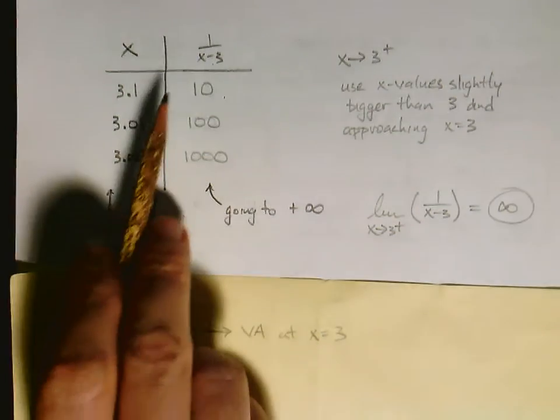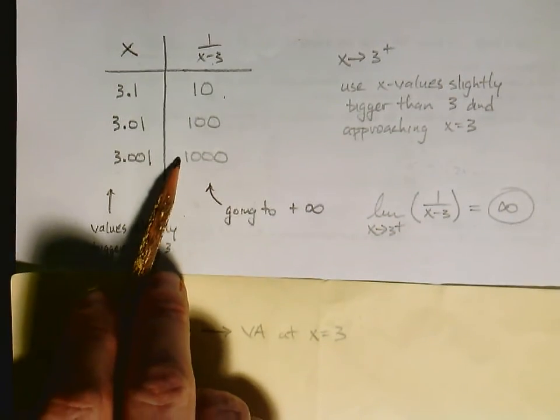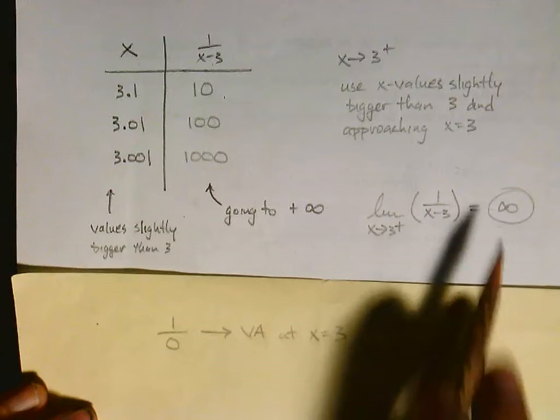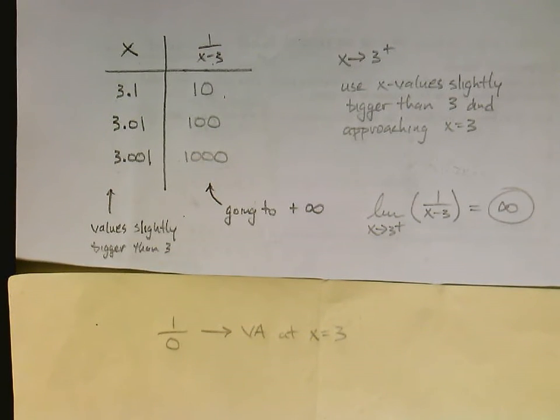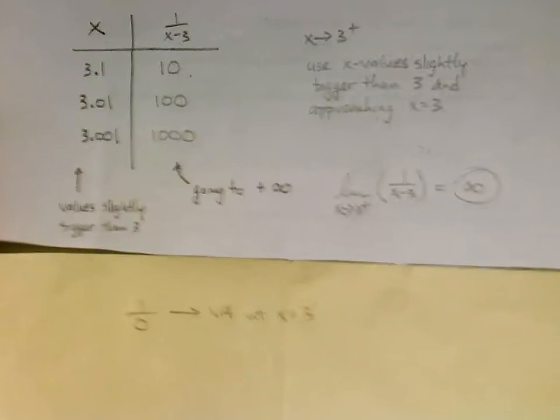Had these been negative, negative 10, negative 100, negative 1,000, well, we'd say negative infinity there, right? Okay. So we don't need the graph. After all, we can plug in a few numbers and be able to see right away what's going on. And we can correctly identify it as a vertical asymptote. Okay, moving along.